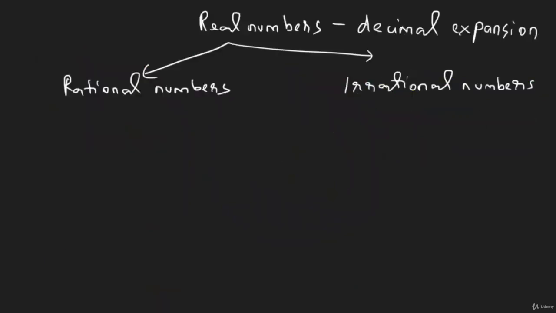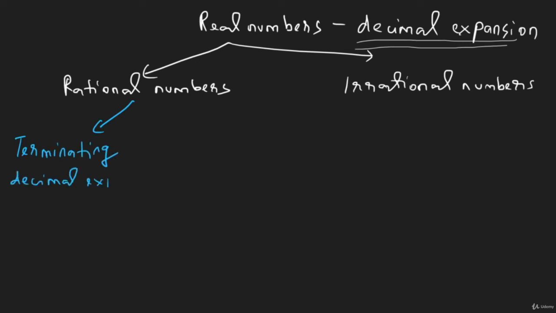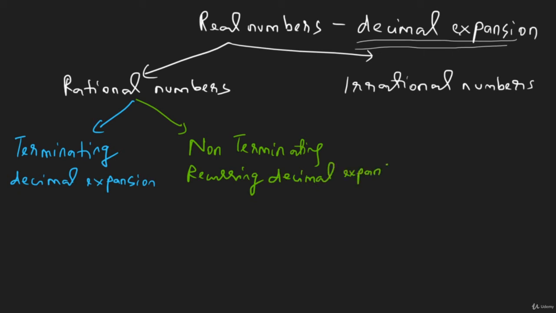Now that we know what rational numbers and irrational numbers are, let's try to think how we can identify whether a given number is a rational number or an irrational number. For this purpose, the decimal expansion of the given number will give us a clue. Let's analyze this. In the case of a rational number, the decimal expansion will either be a terminating decimal expansion or a non-terminating recurring decimal expansion. Now what do I mean with this?